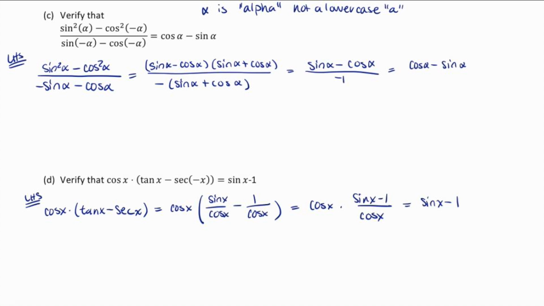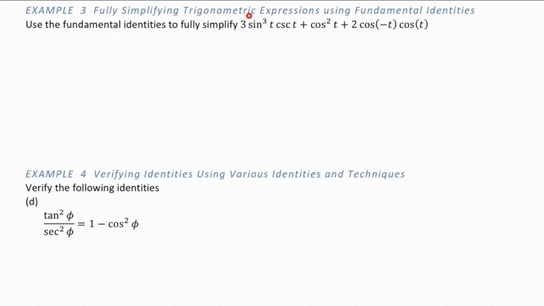Let's look at the next example. Fully simplifying trigonometric expressions using fundamental identities. Use the fundamental identities to fully simplify 3 sine cubed t times cosecant t plus cosine squared t plus 2 cosine of negative t times cosine of t. So we start with writing down what we have. 3 sine cubed of t times cosecant of t plus cosine squared t plus 2 cosine of negative t cosine of t.